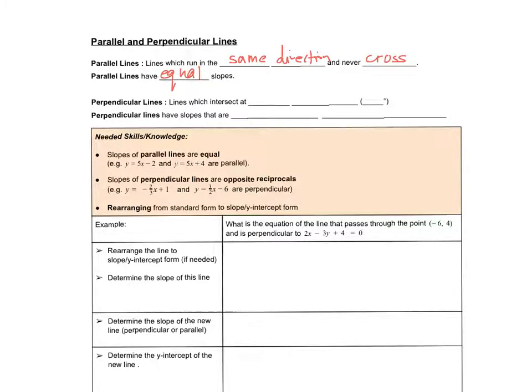Perpendicular lines are the lines which intersect at right angle. That means 90 degrees. And perpendicular lines have the slopes that are opposite reciprocals.